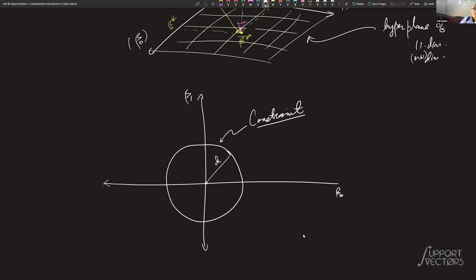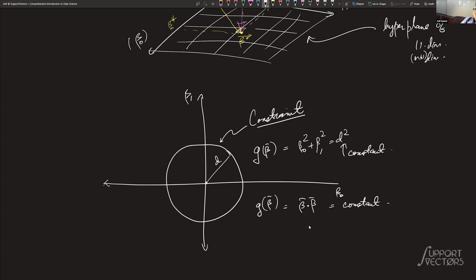Now, what's the equation of the circle? Let me write this constraint as g of beta vector equal to beta naught squared plus beta 1 squared equals d squared, right? So d is a constant. Now, the same thing, and I'll develop this terminology to make it more familiar, would you say that this is basically beta vector dot beta vector is equal to some constant, d squared? So the moment you write this, it is a constraint equation.